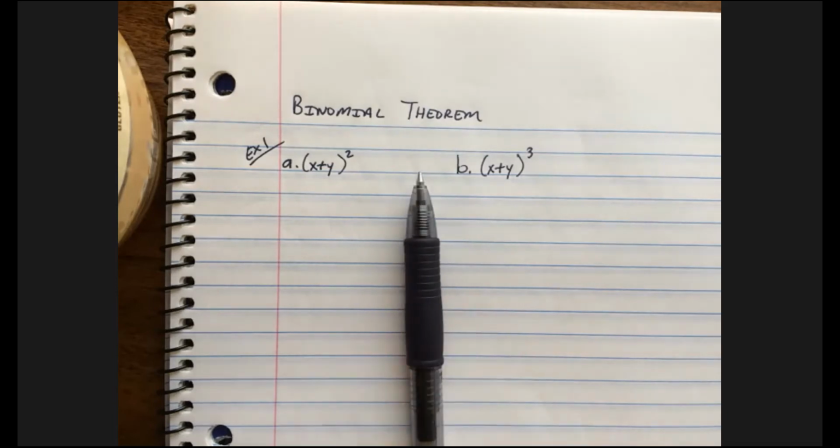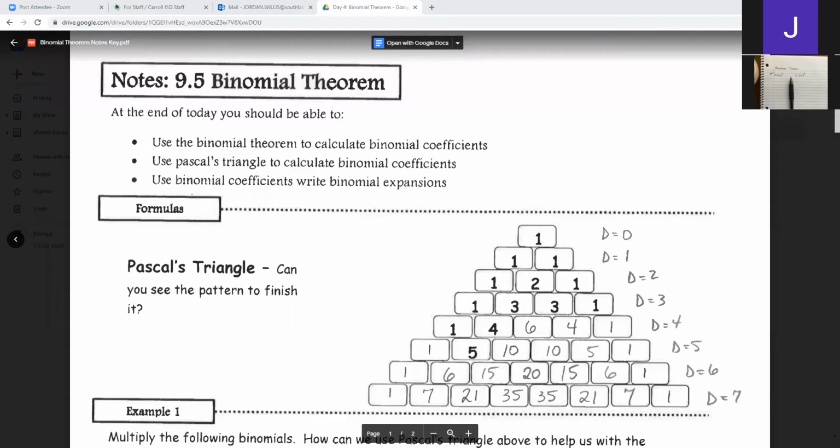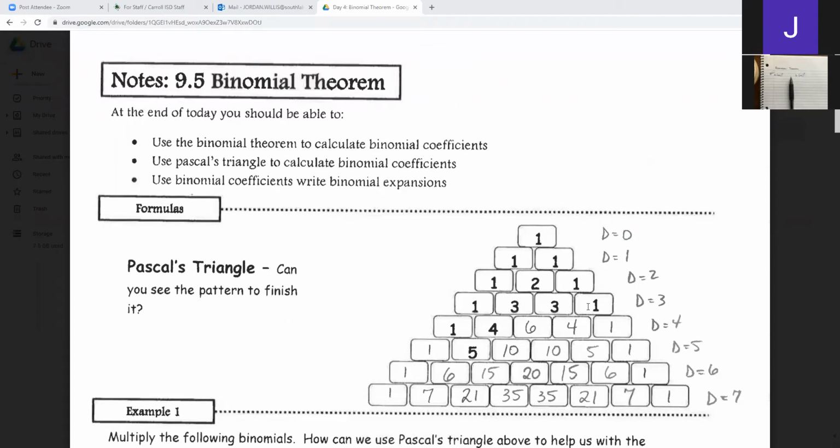Okay, let's do binomial theorem. All right, so first thing I want to show you on binomial theorem, as you can see, it's given to you as Pascal's triangle. So a Pascal's triangle, this is one way to expand binomials. And you've probably seen this before in the past, but it's just a good review.